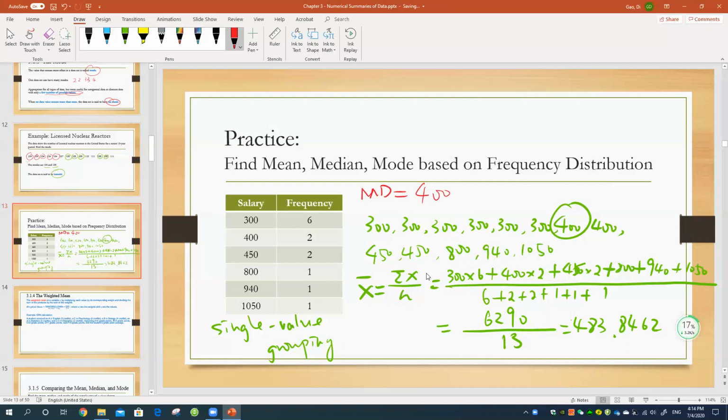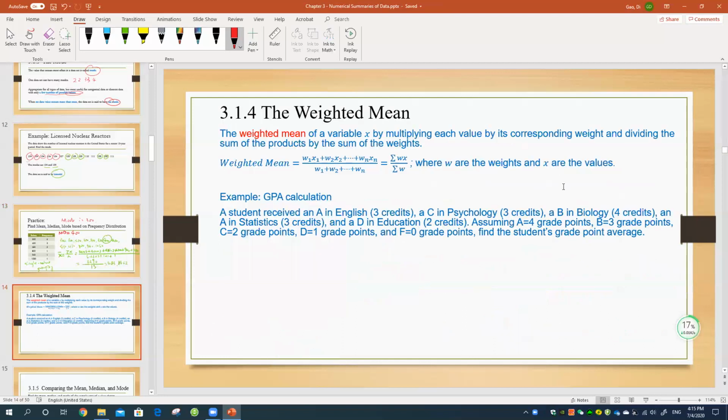And then mode. Mode is 300, no doubt, because 300 occurs 6 times, the most frequently occurring value in the data set. Then we got the mean, median, and mode, the measures of central tendency. Actually, for this practice, what we did is calculate a weighted mean based on the information. So now part 4, let's talk about this weighted mean.